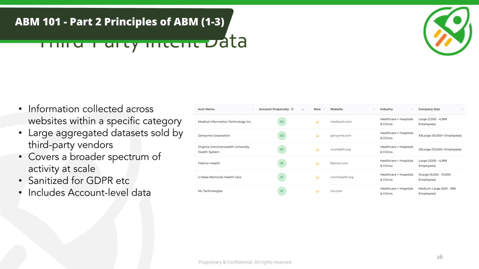I will give you a warning. It's not perfect. So just because company X is showing a high buying signal doesn't guarantee that they're in market and they're going to do business with you. It just increases your odds because it's giving you signals that suggest that they might be in market for what you do.